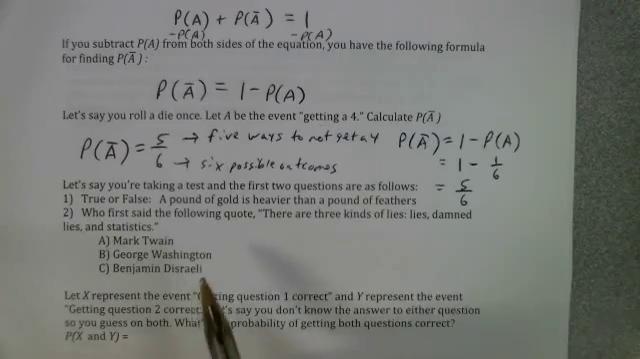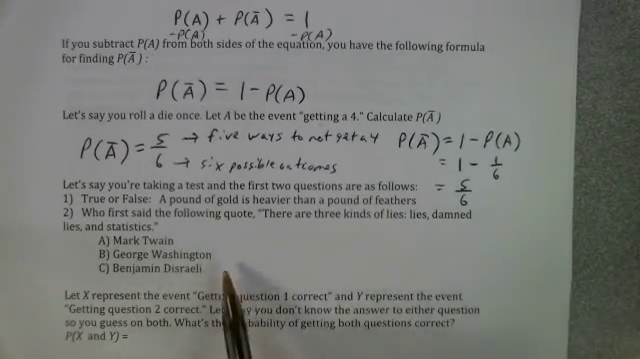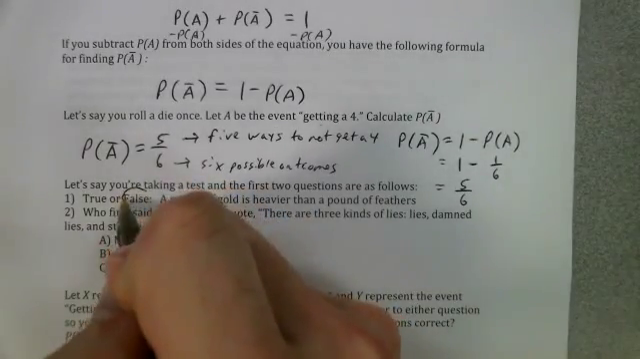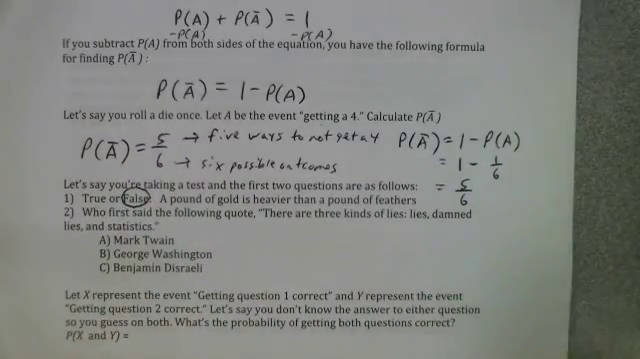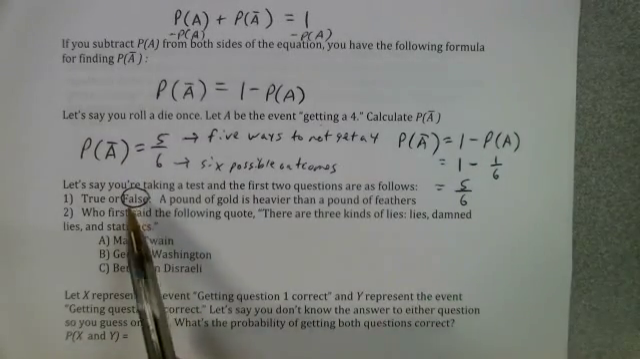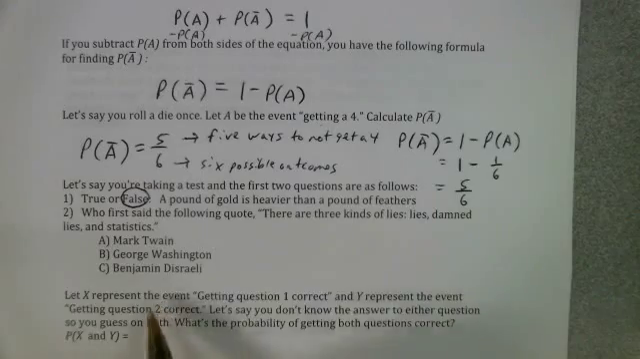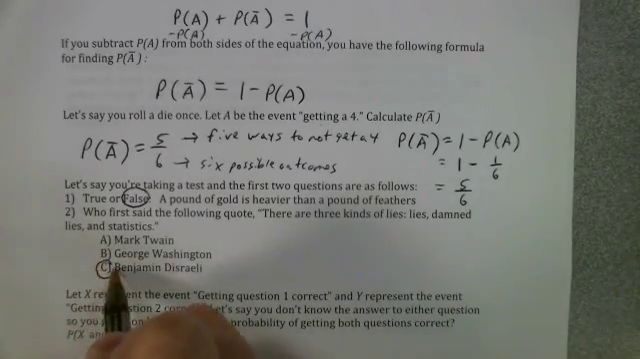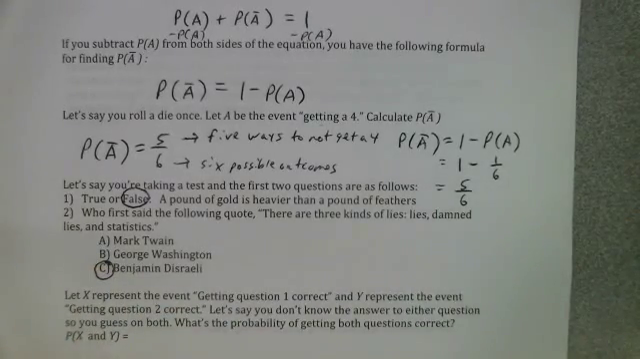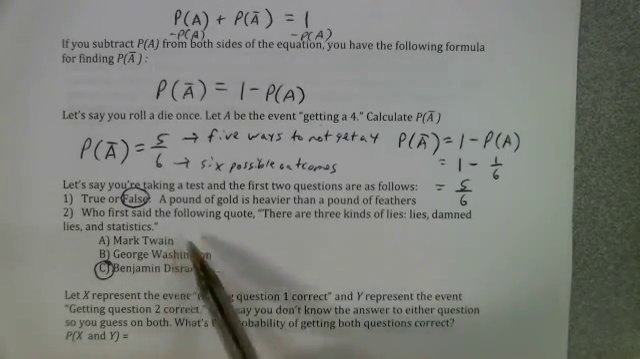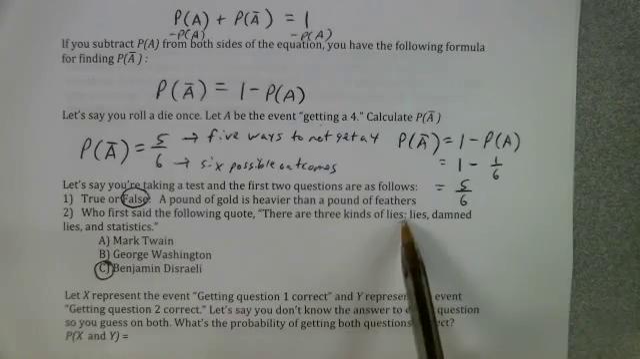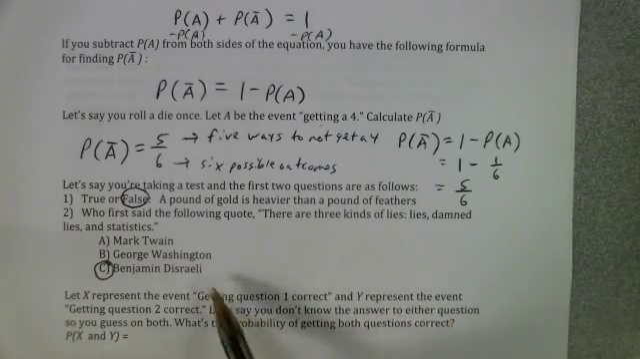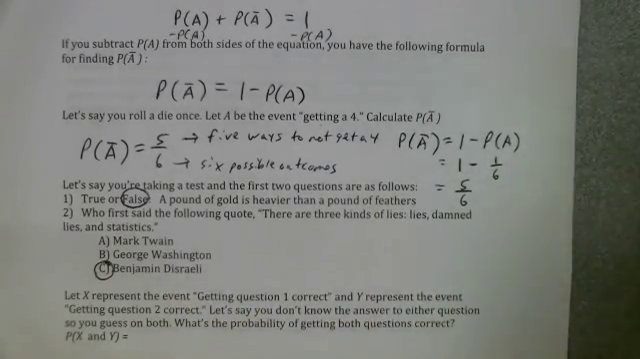Well, a pound of gold is not heavier than a pound of feathers. They weigh the same, they're both a pound. So the answer to the first question is false. The answer to the second question is C, Benjamin Disraeli. I guess he was a British prime minister. That's all I know about him. Mark Twain popularized this quote, but I guess Benjamin Disraeli first said it. So anyway.